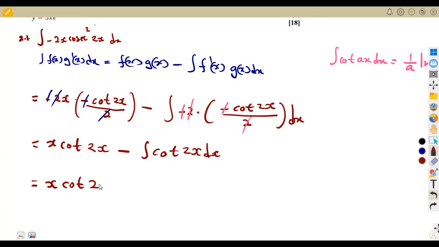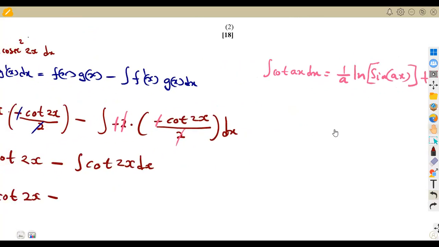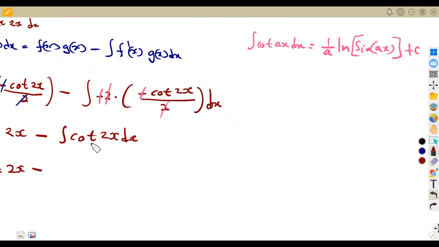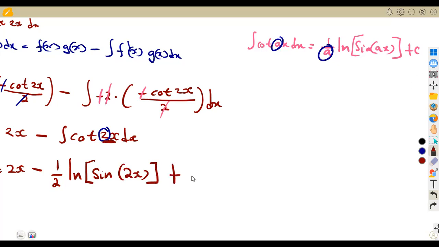Here, there's nothing that you're going to do: cot 2x, minus. Now we integrate this cot 2x using the integral that we are given here. So you say the integral of cot 2x is going to be 1 over a. Our a in this case is 2, so it's 1 over 2. The ln of sine ax, where ax is 2x. So it's going to be ln sine 2x like this.